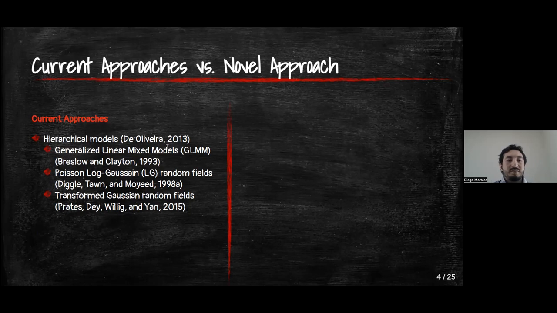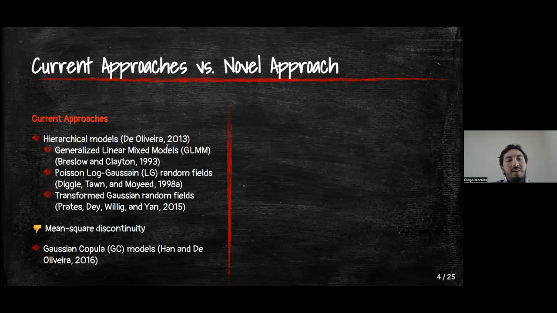One of the problems of this kind of models is that they are not mean square continuous. So the correlation function is not continuous at the origin, and it is a problem when we are trying to model something that has mean square continuity.